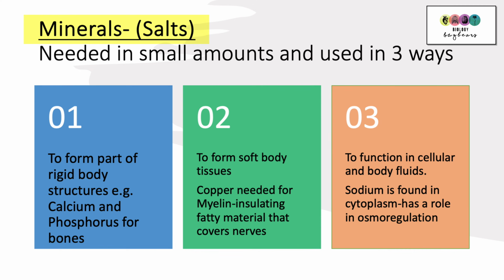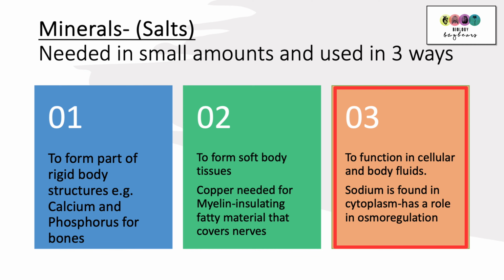So let's take a look at minerals, which are often found as salts, and minerals are needed in small amounts and they're used in 3 ways, and so it's important to know these 3 ways. Number 1, to form part of rigid body structures, for example calcium and phosphorus are used in bone formation. Number 2, to form soft body structures, for example copper is needed for the formation of myelin, this insulating fatty material that covers nerves. And number 3, to function in cellular and body fluids.